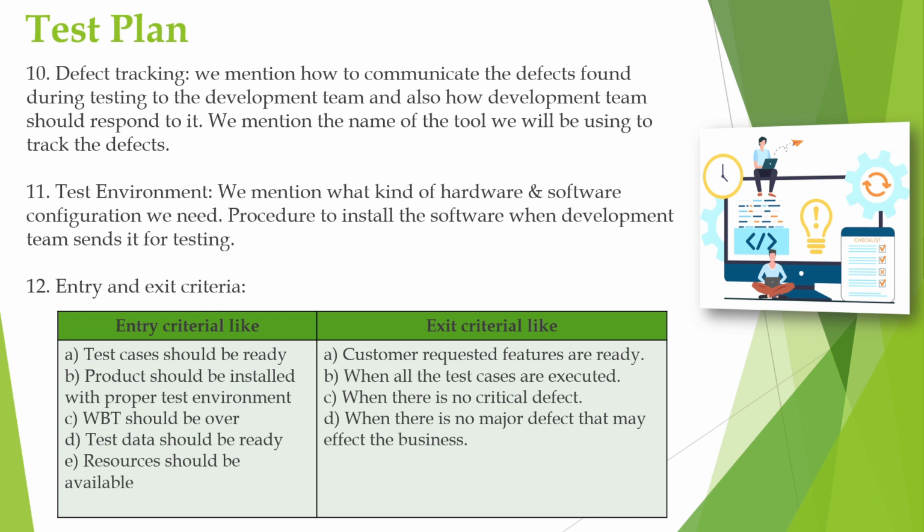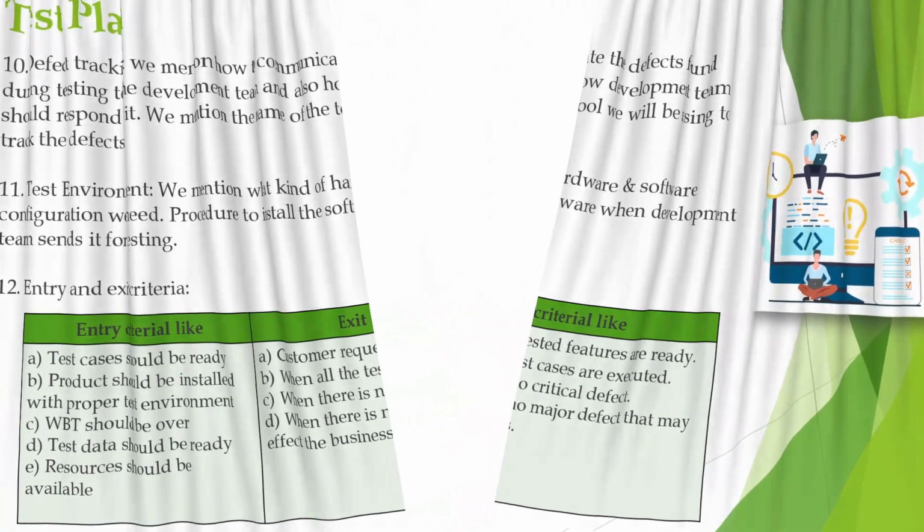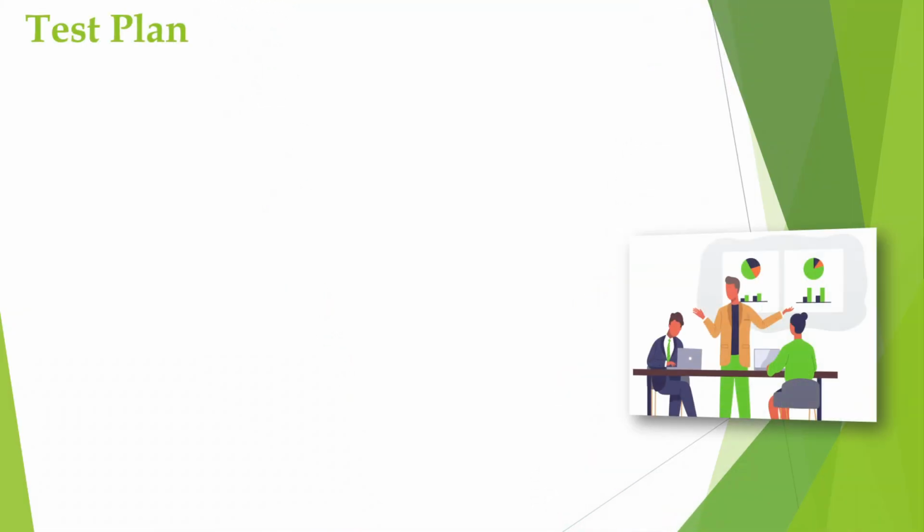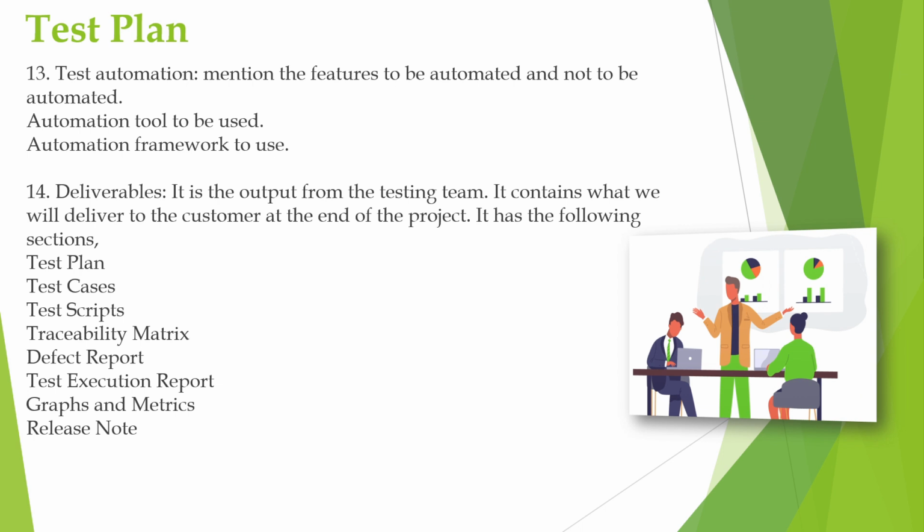When the customer requests the features that are ready, then we are going to stop the testing and release the product to the customer. When all the test cases are executed, like functional testing, integration testing, system testing, and the application is working fine, then we will release the product to the customer. And when there are no critical defects in the application, then we are going to stop the testing and release the software to the customer. When defects are there but they are not major, only minor, and would not impact the business, at that point of time we will release the software to the customer.